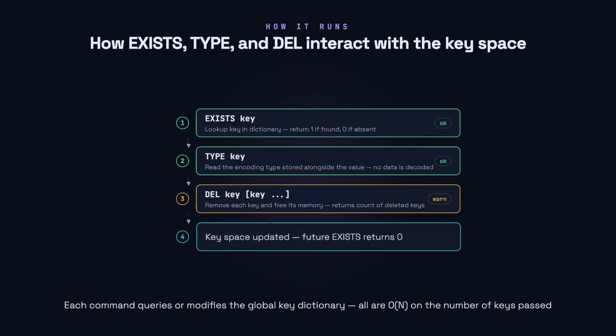Internally, every Redis key lives in a single hash table called the key space. Exists and type just read metadata from that table. Delete removes entries and frees the underlying memory, returning how many keys were actually deleted.